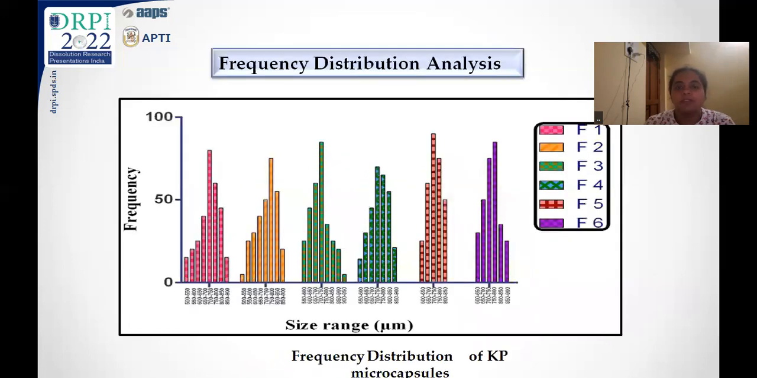This was followed by frequency distribution analysis. All the formulations showed a normal distribution bell-shaped curve. It was observed that as ketoprofen to polymer ratio increased, the mean particle size of ketoprofen microcapsules also increased.